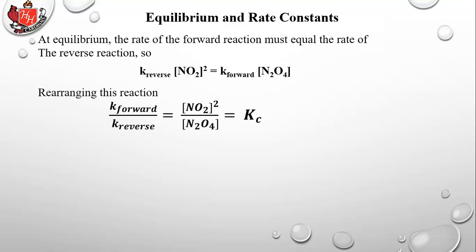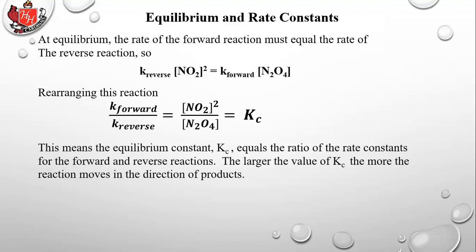So rearranging this reaction, K forward over K reverse, the forward rate constant over the reverse rate constant, equals NO2 squared over N2O4. And if you put those two K's together, that gives you the equilibrium constant. So that's how the equilibrium constant is derived from the rate constants. This means the equilibrium constant, Kc, equals the ratio of the rate constants for the forward and reverse reactions.